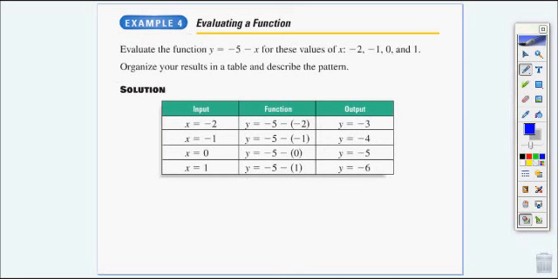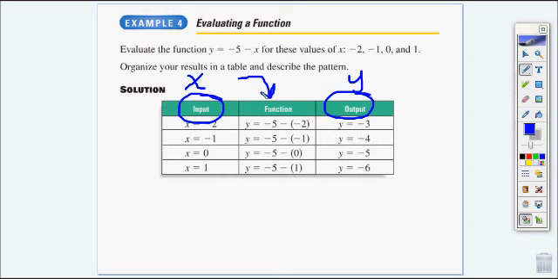So, evaluating a function. We started this a little bit in chapter 1. We're going to continue it. You're going to notice that we have our input and we have our output. Our inputs are the x's, our outputs are the y's, and our function is what's going to change the input to the output. So we're just substituting in.